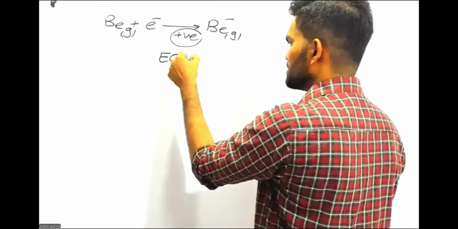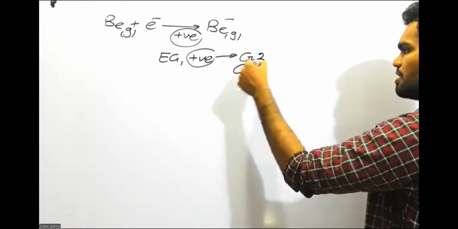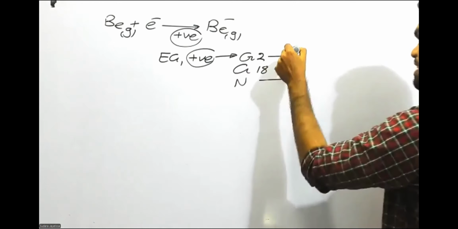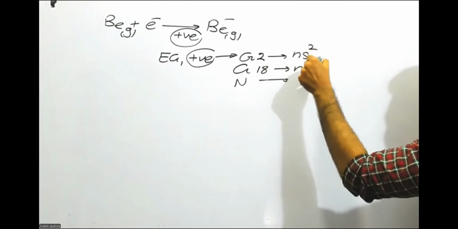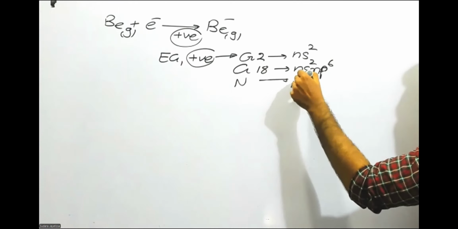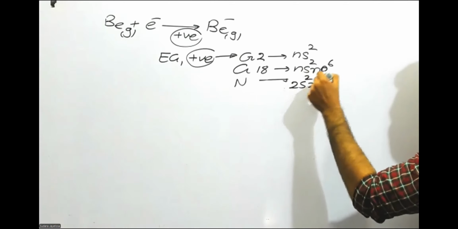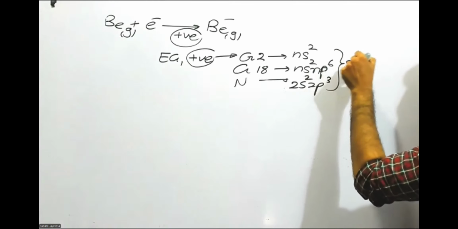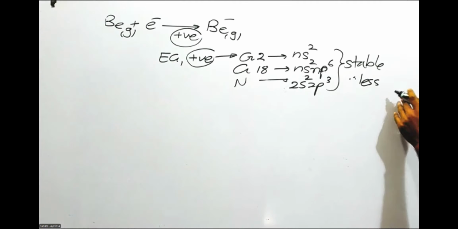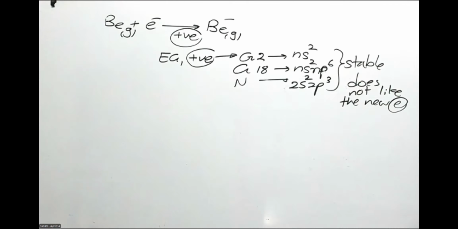Eg1 is going to be positive only for these things, okay? All group 2 elements, group 18 elements and nitrogen. Because they are having stable electronic configurations. If the electronic configurations are stable, then they are not likely to accept electrons, 2s2, 2p3 for nitrogen. And all these configurations are stable. Therefore, they do not like to accept electrons, because they are having a stable configuration.